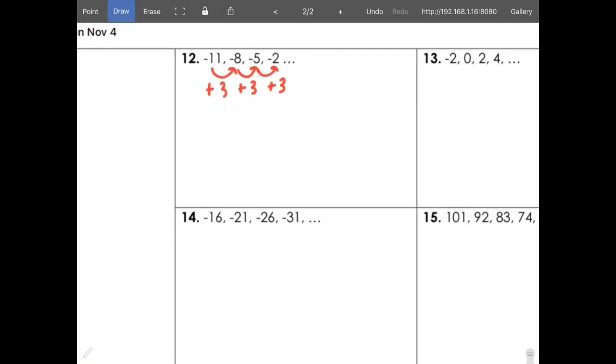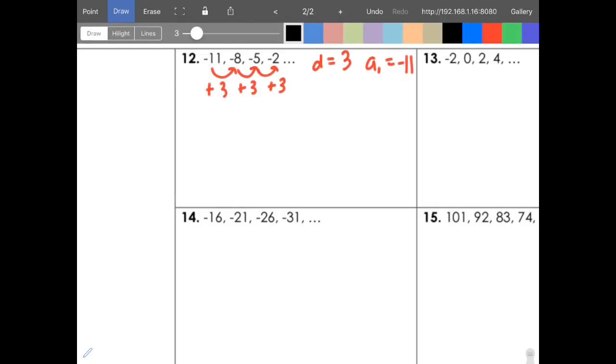So don't be afraid to use your calculator to figure this out. Okay, so D is positive 3. I'm not going to write a positive there. That looks confusing. D is 3. Okay, A sub 1 is just our first term. What's our first term here? Negative 11, right? That's the first term in the sequence. Great. So now let's plug it in to our formula.